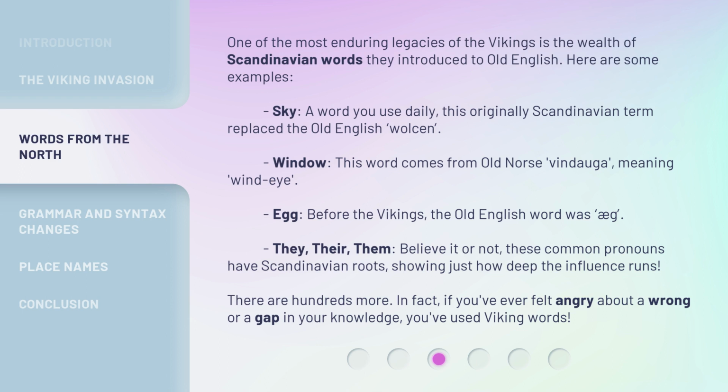They, their, them. Believe it or not, these common pronouns have Scandinavian roots, showing just how deep the influence runs. There are hundreds more. In fact, if you've ever felt angry about a wrong or a gap in your knowledge, you've used Viking words.